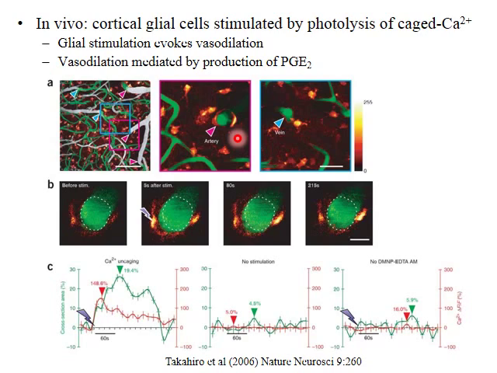A similar experiment was done in vivo in the cortex of a rat. In this case, as in the previous example, glial cells in the cortex were labeled both with a calcium indicator dye and with caged calcium. This is shown here. This is a penetrating arteriole that is diving down into the brain. It is surrounded by the end feet of glial cells here, and we can see that they are labeled with the calcium indicator dye. This bottom set of panels shows what happens when the glial cell is stimulated.